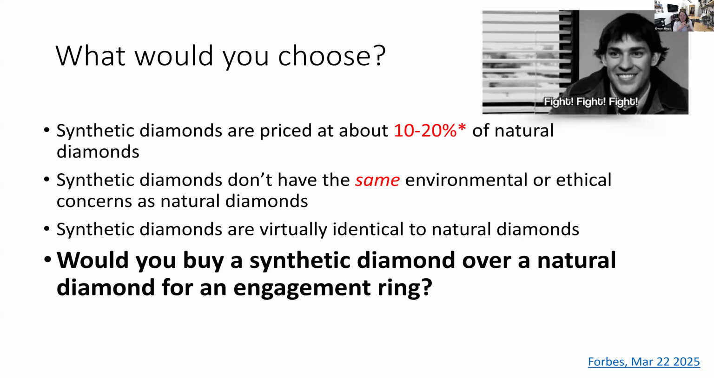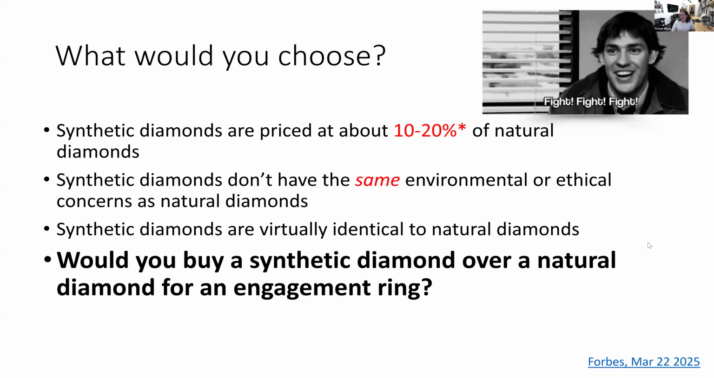Now, synthetic diamonds do not have the same environmental or ethical concerns as natural diamonds. That doesn't mean that they don't have environmental and ethical concerns. It simply means they don't have the same ones. And synthetic diamonds are virtually identical to natural diamonds. If somebody put out their hands to you and said which one is synthetic and which one is natural, you, by visual examination, would not be able to know. You'd have to use laboratory tools. So the question is would you buy a synthetic diamond over a natural diamond for your engagement ring? And maybe some of you have already made this choice.